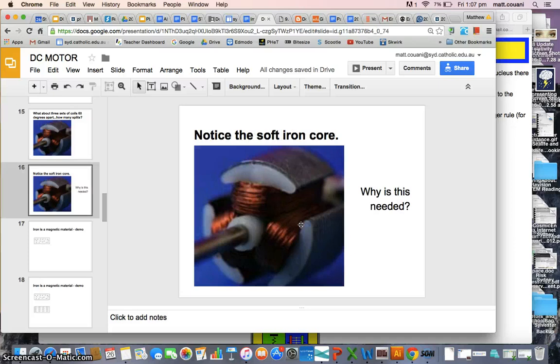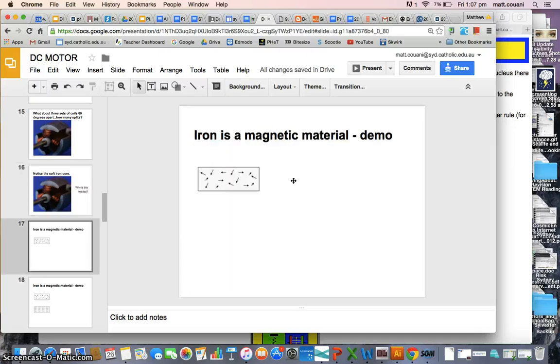But like I said here, what about the soft iron core? These coils are wrapped around what we call a soft iron core. And why is this needed? Well, first we need to know a little bit about iron. Iron is a magnetic material, meaning that if I had a piece of iron, inside the piece of iron it's got all of these little domains. They're represented by this little arrow, which points in the direction of where the north is. The domains are all randomly aligned.